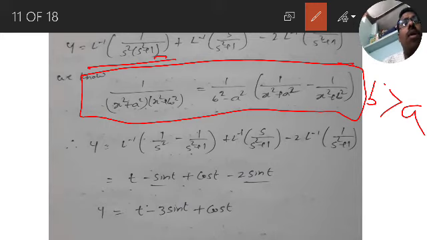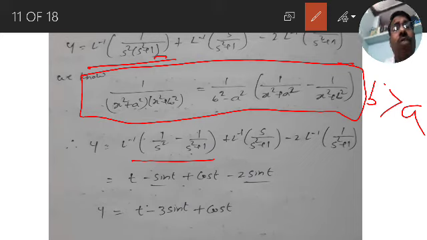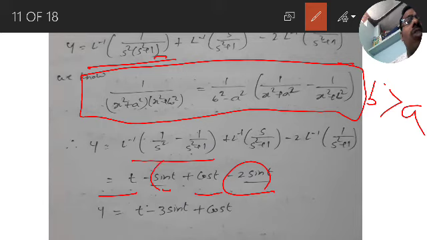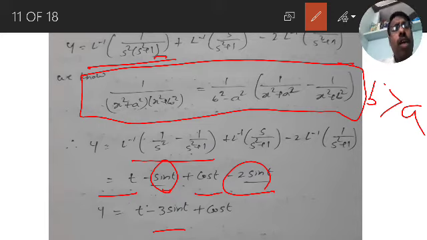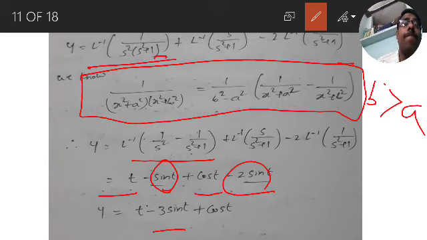Therefore, this becomes L inverse of 1 by s square minus 1 by s square plus 1, plus L inverse of s by s square plus 1, minus 2 into L inverse of 1 by s square plus 1. Now, use the formulas. L inverse of 1 by s square is t. L inverse of 1 by s square plus 1 is sine t, and L inverse of s by s square plus 1 is cos t. L inverse of 1 by s square plus 1 again sine t. Here you have a sine t term, here also a sine t term: minus sine t, minus 2 sine t, minus 3 sine t. So what is the answer? y is equal to t minus 3 sine t plus cos t. That's it. Use of standard formulas.